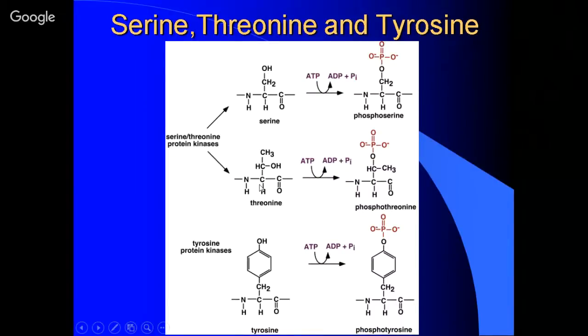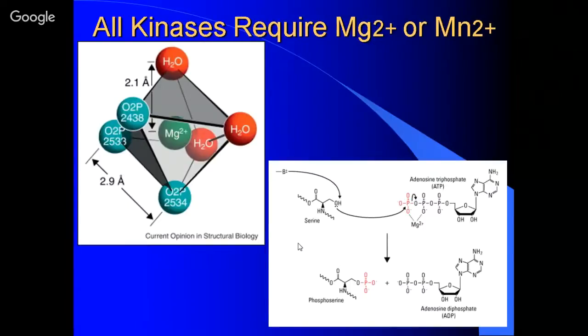Here's the serine, here's the threonine. So threonine, I wish they had turned this so the methyl group was in the horizontal plane and the oxygen was sticking up so that you would more clearly see the similarity. But in all cases, serine, threonine, and tyrosine, the phosphorylation is occurring on a terminal distal hydroxyl group, okay? And all of them, of course, consume ATP. All of them require magnesium as their cofactor, okay?